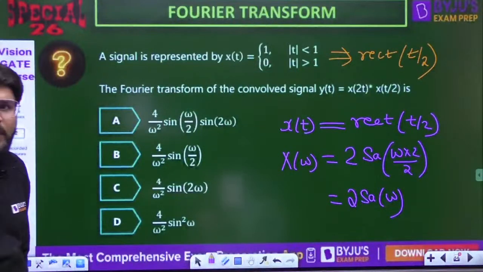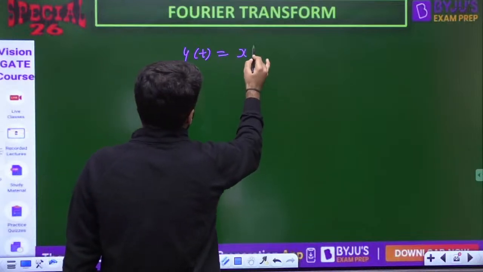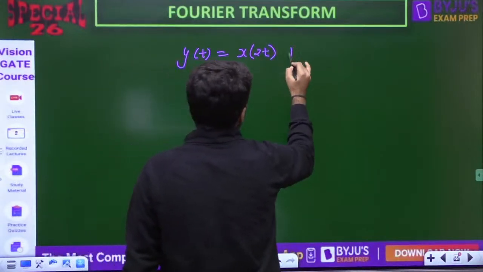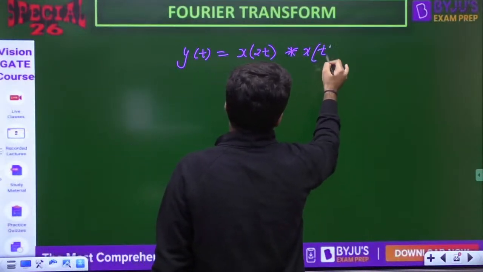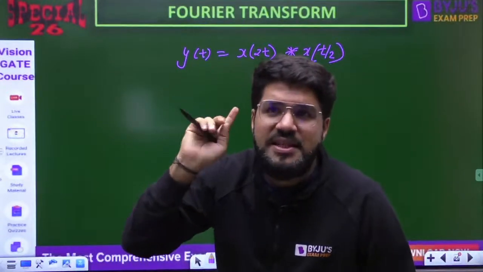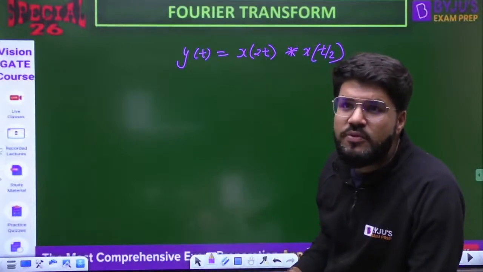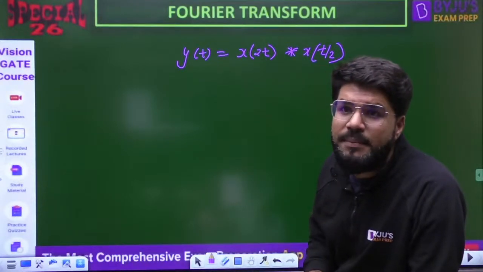Now you are given y(t), which is x(2t) convolution with x(t/2). Whenever there is convolution in time, there is multiplication in frequency, number 1, and also 2t is compression, so time scaling is there. So we can apply the scaling and convolution property mixture.